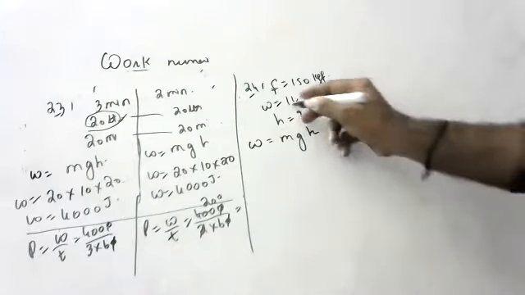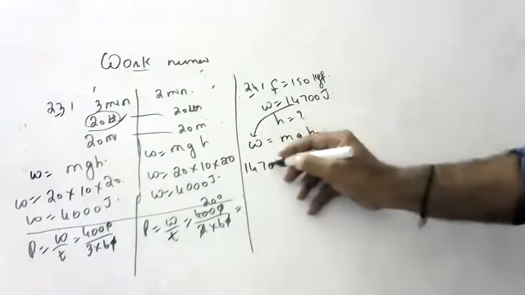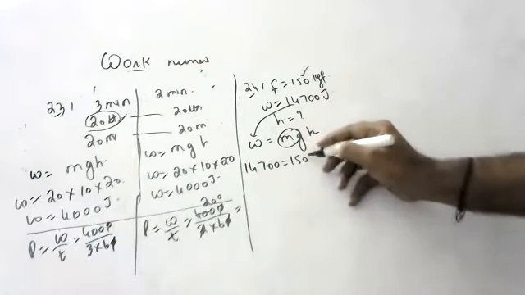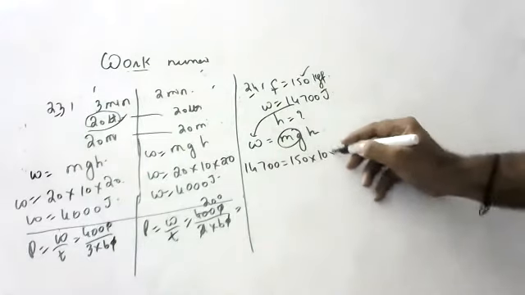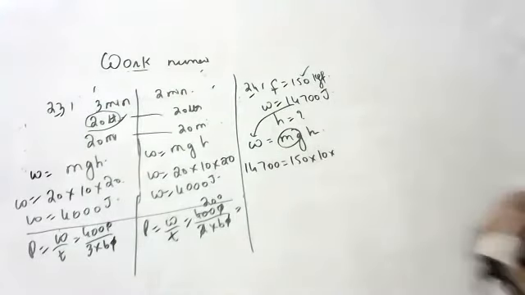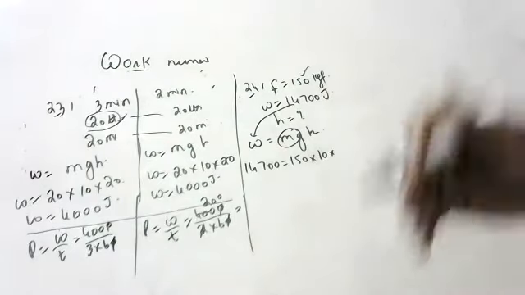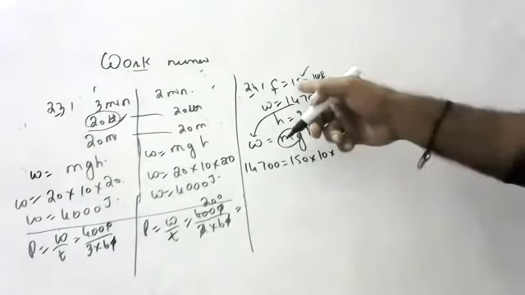Okay. 14,700 is equal to 150 into 10 into h. Mute your audio. Mute your audio. Mute your audio.